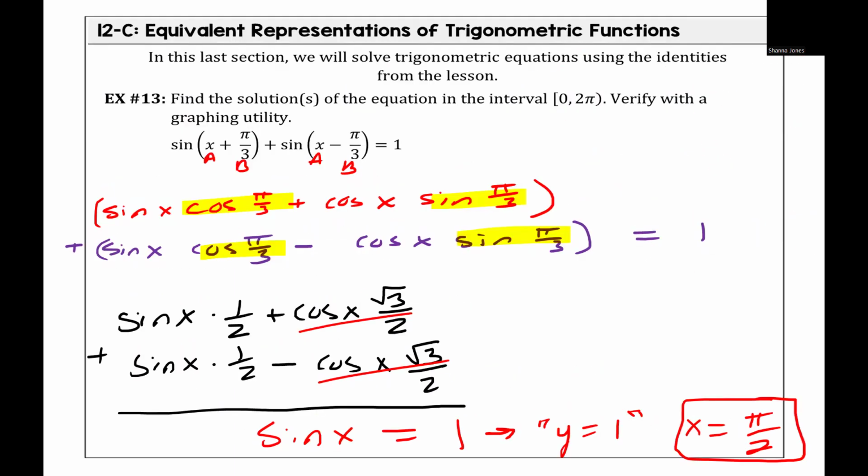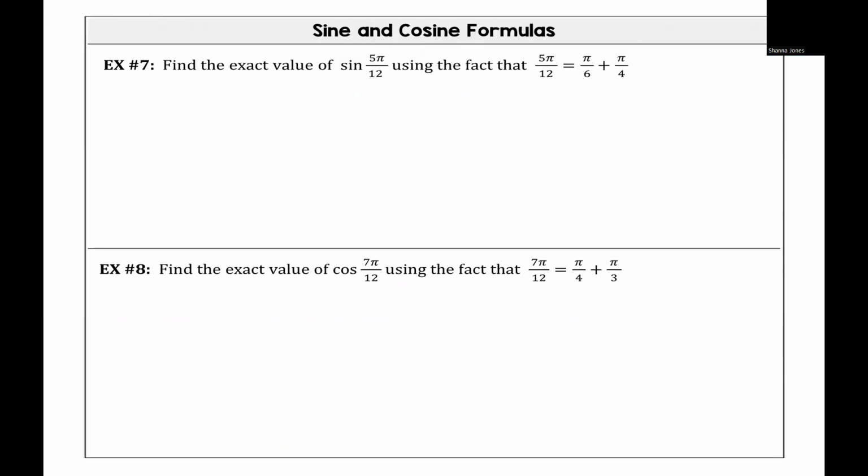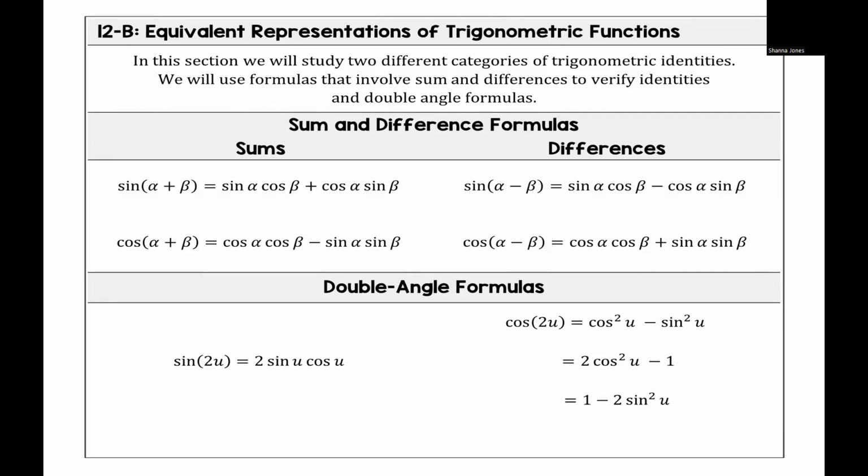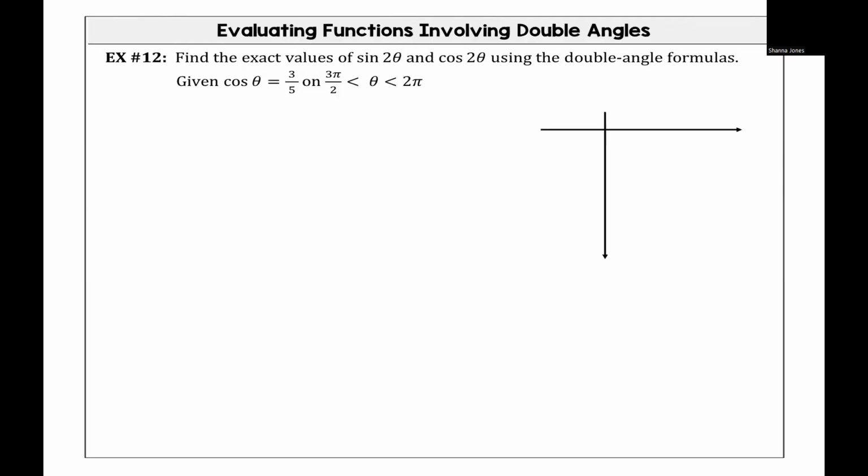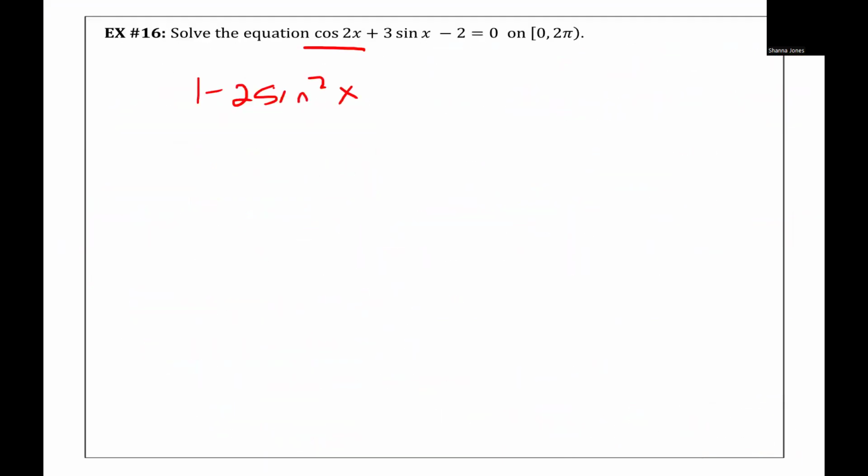So let's go back really quick so you can see what I meant. In part B, we have these options for cosine. You had cosine squared minus sine squared. You had 2 cosine squared minus 1. And you had 1 minus 2 sine squared. So this is the one that we're using because you already have sine. And then we're going to have plus 3 sine x minus 2 equals 0.